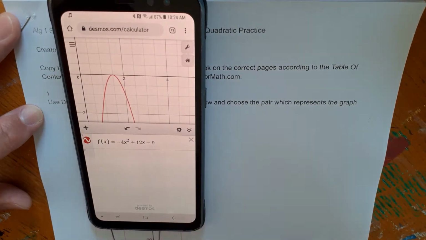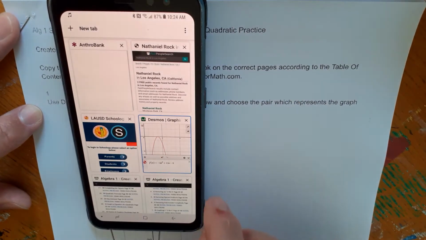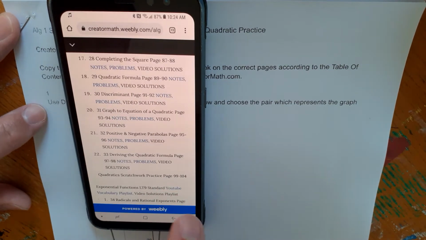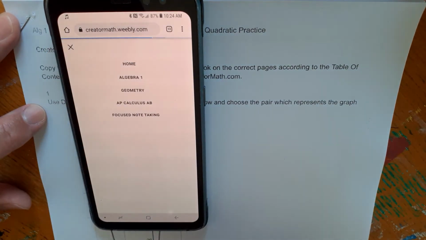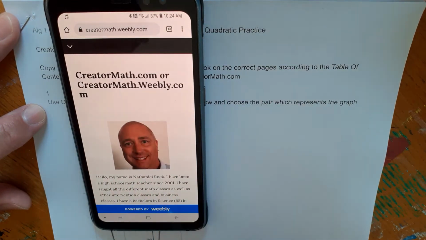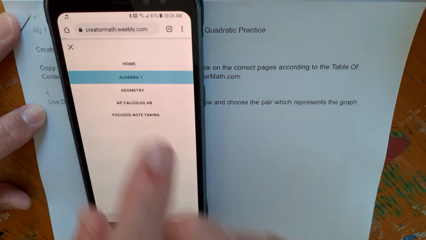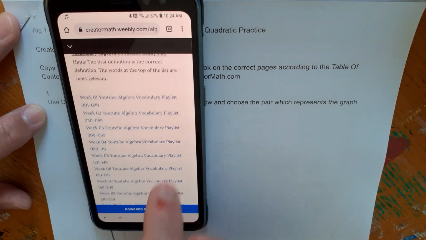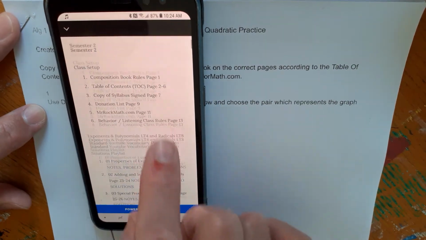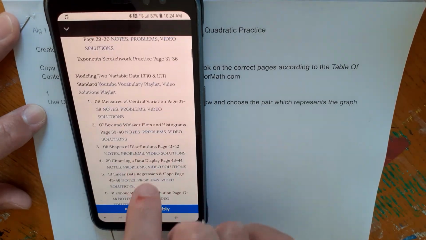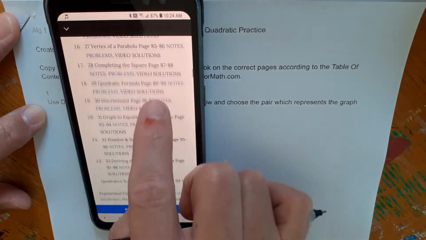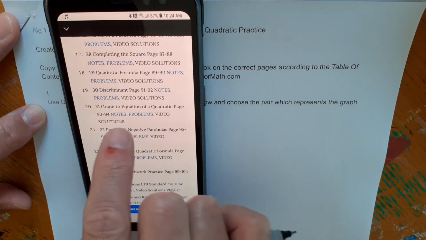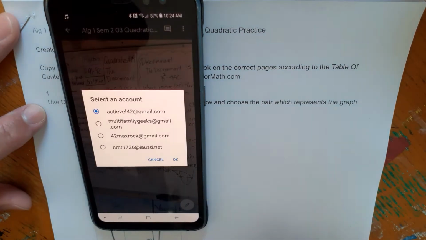Make sure you know how to find that. It looks like this. You might have to type in creatormath.weebly.com. Here's what the home page looks like. All your notes are under the Algebra tab. Pass by the vocabulary. Find the correct unit. Here's quadratics. Find the correct lesson. All the way down here, graph to equation. Here are the notes. Click on that tab.